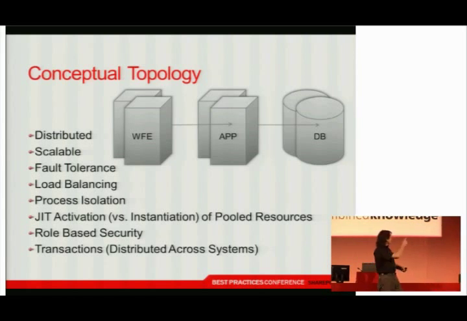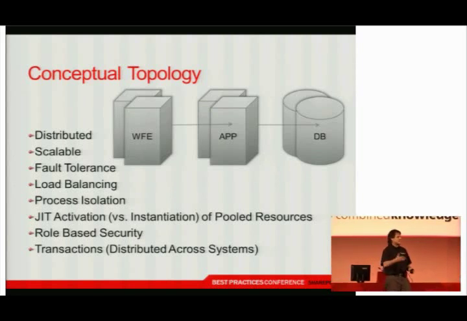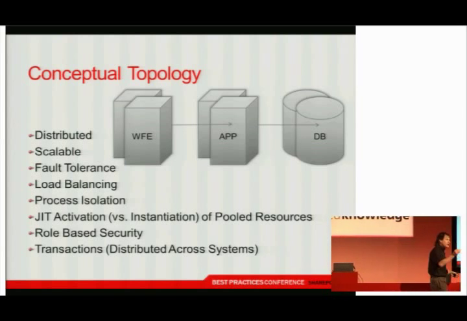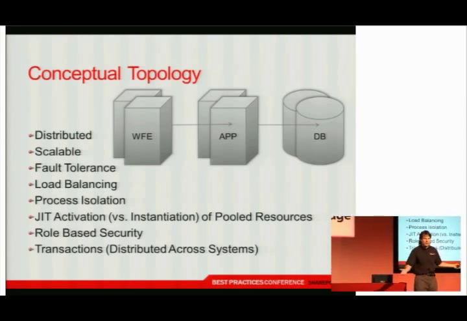Now this is what I call the conceptual topology. This is how it was supposed to work way back in the day when MTS and COM+ were born. So you can see on the far left-hand side, we've got some web front ends. How many people think it's a good idea to have more than one web front end? Why do you think that? Because it's distributed, it's scalable, it's fault tolerant, right? You can load balance it. All of those buzzwords that we like to use, but are so valuable to us because we know that if one of those web front ends goes down, the other one's there to take on the additional load, right?